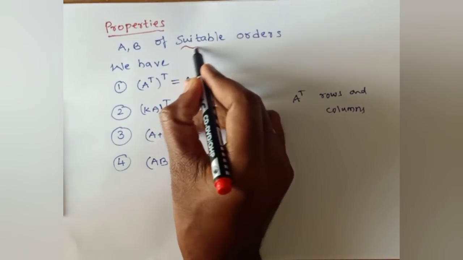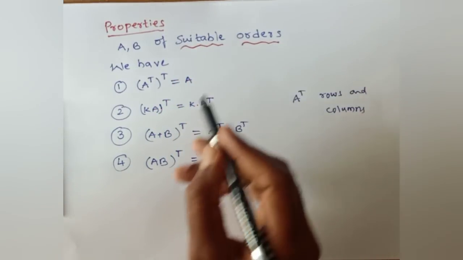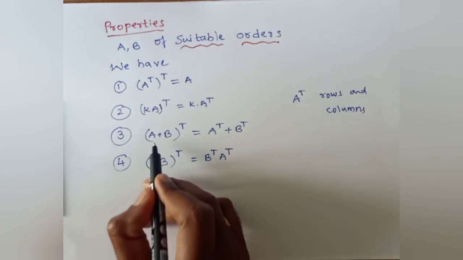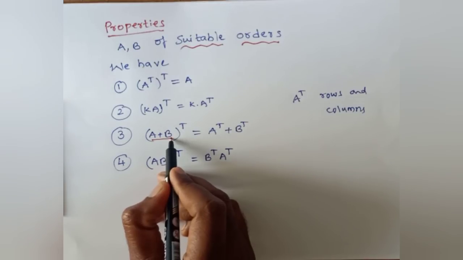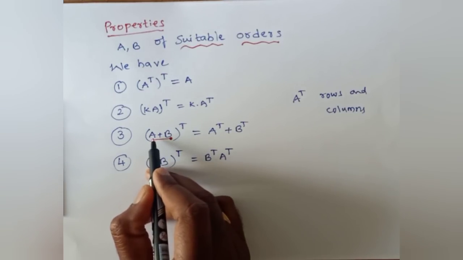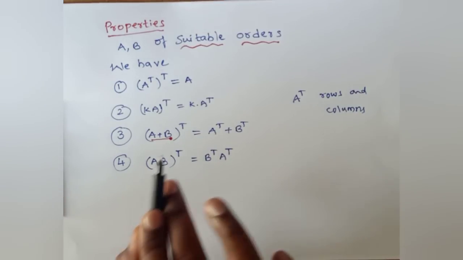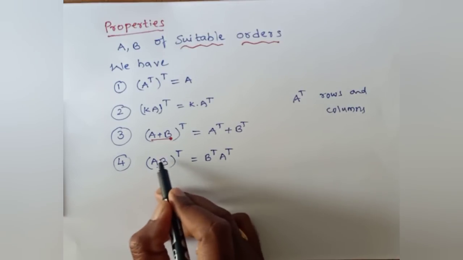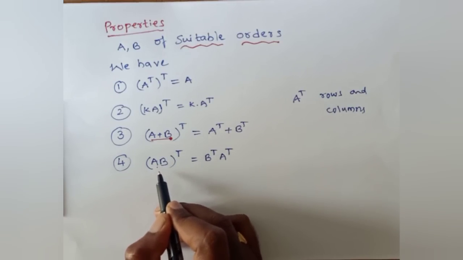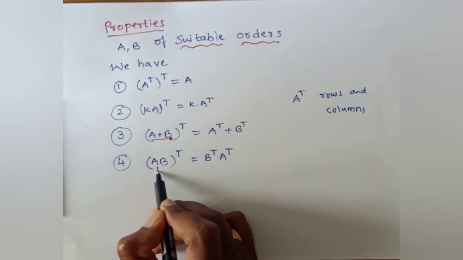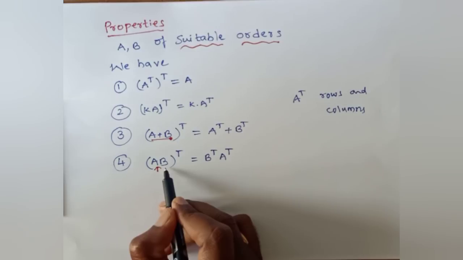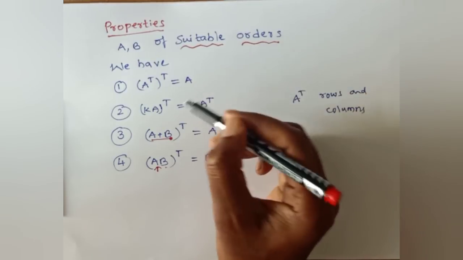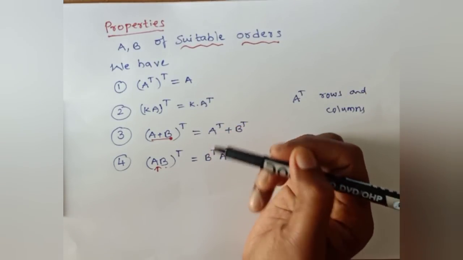Why do we have to mention suitable orders? Since there are some additions and multiplications involved in the properties. See here, A plus B is present. A plus B is valid whenever the orders of A and B are equal. And in (AB) whole transpose, it is a product rule. Matrix multiplication exists whenever the number of columns of the first matrix is the same as the number of rows in the second matrix. That's why we need to take suitable orders for the matrices A and B.